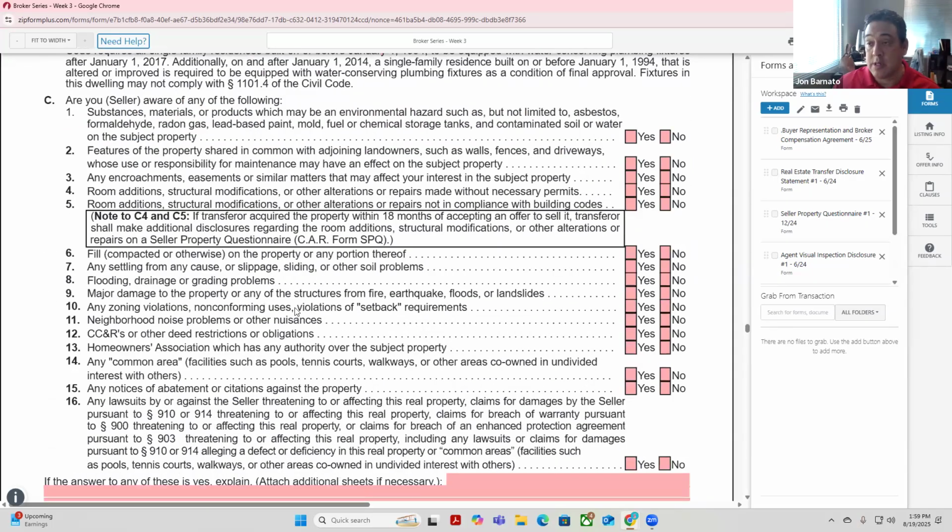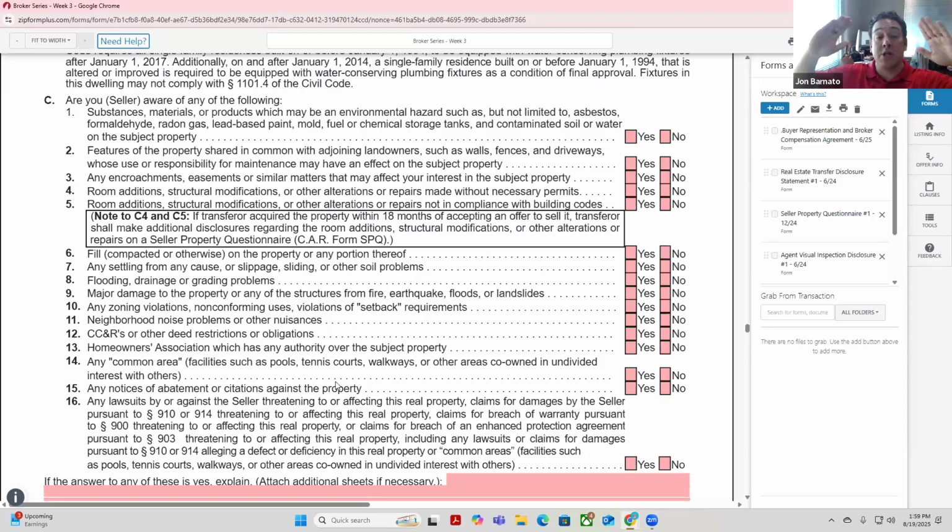Then we get to C, which is: is the seller aware of any of the following: substances, materials, or products that may be environmental hazards, including but not limited to asbestos, formaldehyde, radon gas, lead-based paint, mold, fuel or chemical storage tanks, contaminated soil or water on the subject property. Please, okay, let me talk about this. I forgot to talk about this.